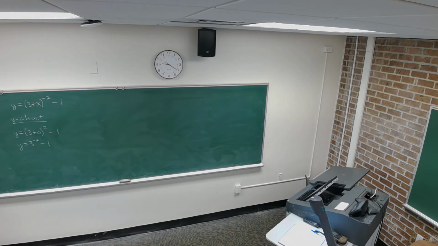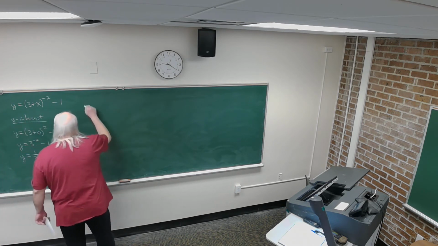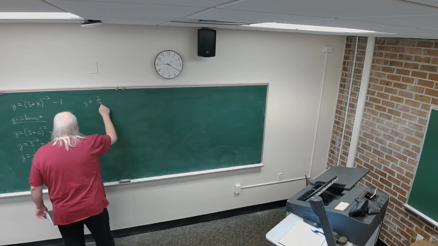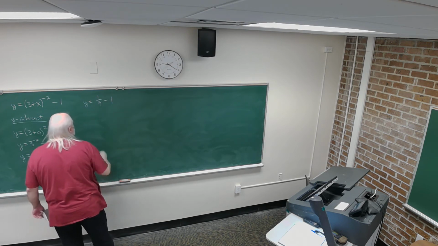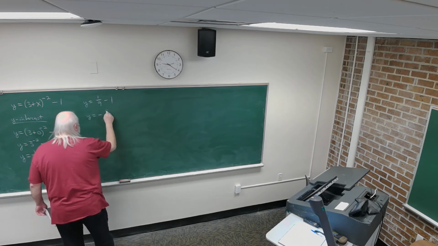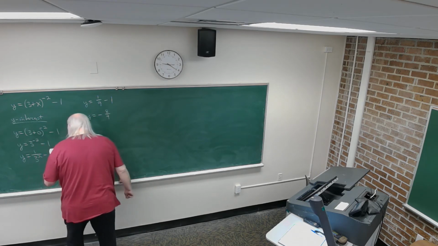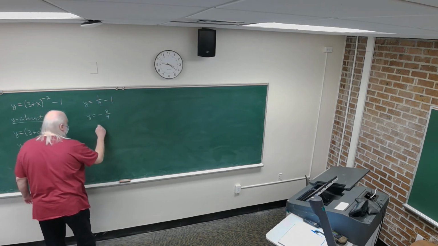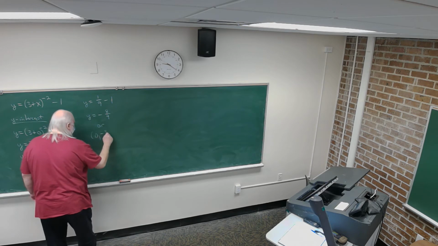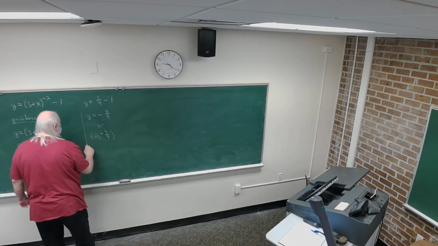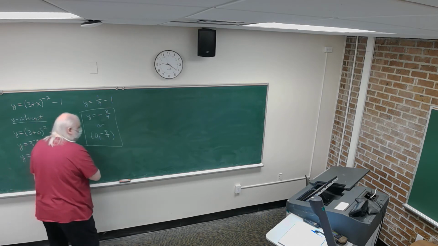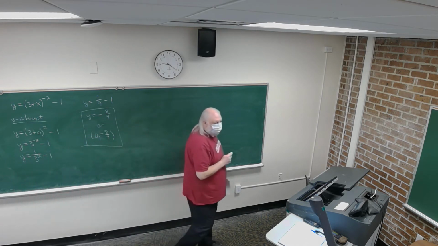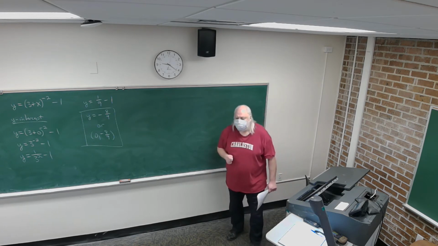Three plus 0 is 3. 3 to the minus 2 is the same as 1 over 3 squared. 3 squared is 9. And 1/9 minus 1 is minus 8/9. So y equals minus 8/9, or the point 0, minus 8/9 is the y-intercept. Okay. Any questions on that?